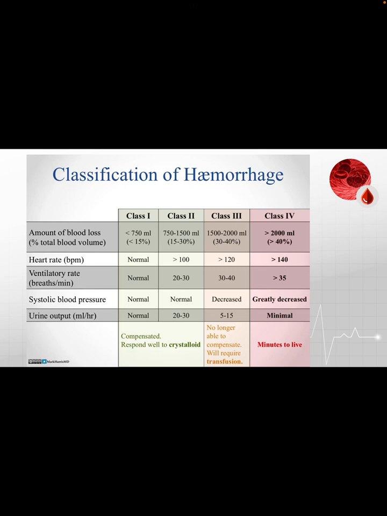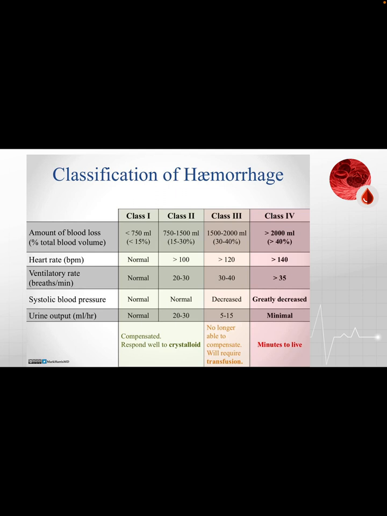Coming on to the major classification of hemorrhage, we classify it as class 1 when there is a blood loss of 750 ml or less. There will be a normal heart rate, normal ventilatory rate and normal systolic blood pressure. In class 2, when there is a blood loss of 750 to 1500 ml, the heart rate slightly starts increasing, and the ventilatory rate also starts increasing to 20 to 30 breaths per minute. Systolic blood pressure will be normal and urine output will start decreasing. Class 1 and class 2 can be compensated with crystalloid solutions such as DNS, NS or Ringer lactate solutions.